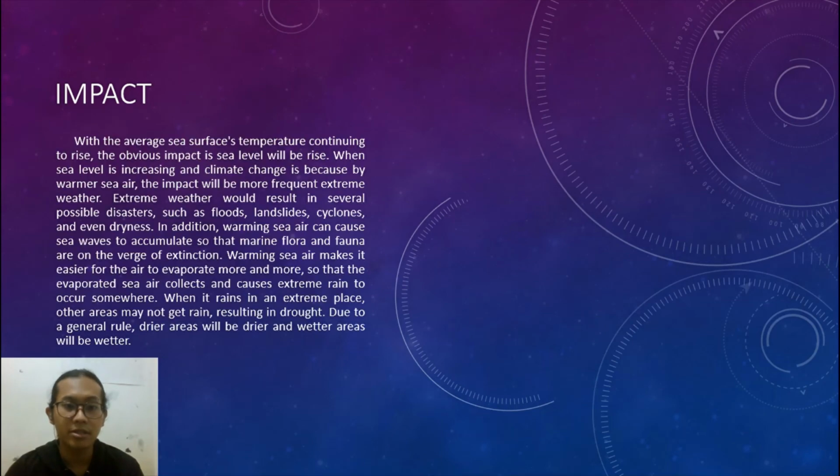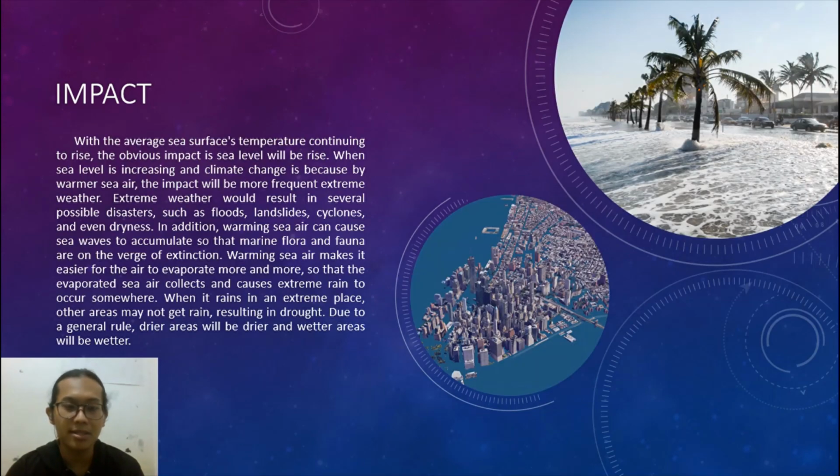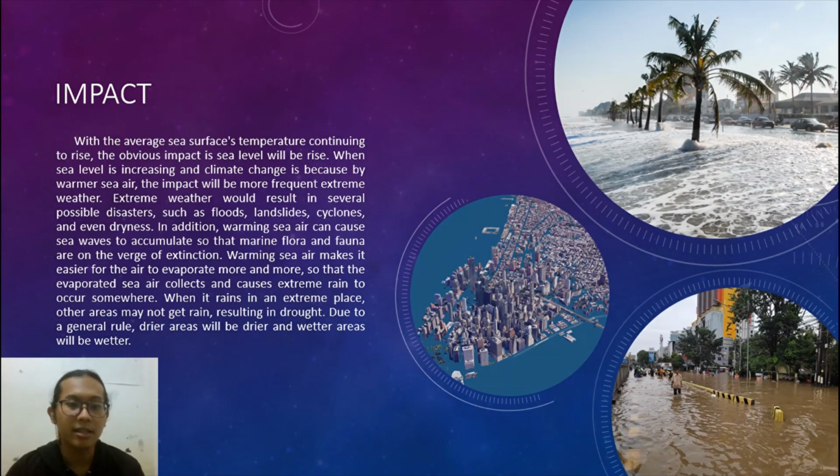And the last, what is the impact of changing water temperature in Indonesia? With the average sea surface temperature continuing to rise, the obvious impact is that sea level will rise. When sea level is increasing and climate change is caused by warmer sea water, the impact will be more frequent extreme weather. Extreme weather will result in several possible disasters, such as floods, landslides, cyclones, and even dryness.